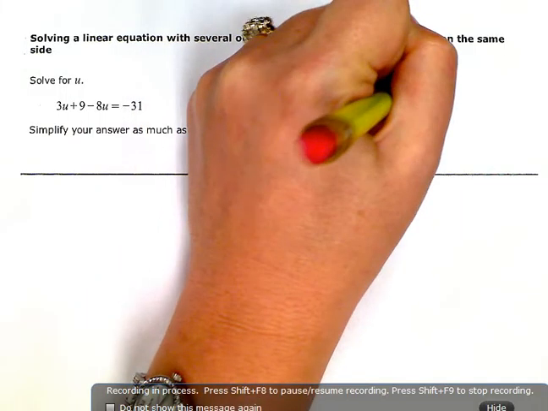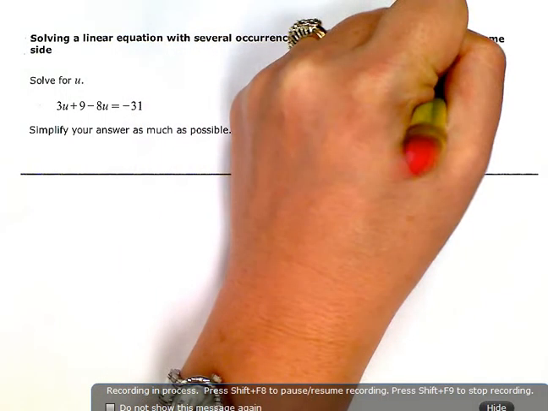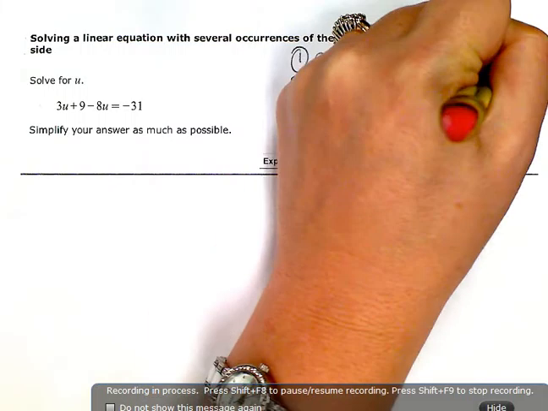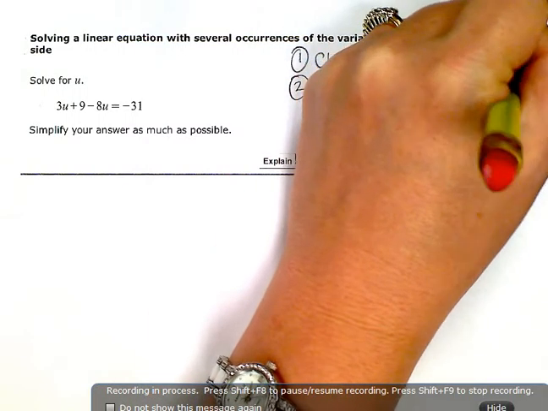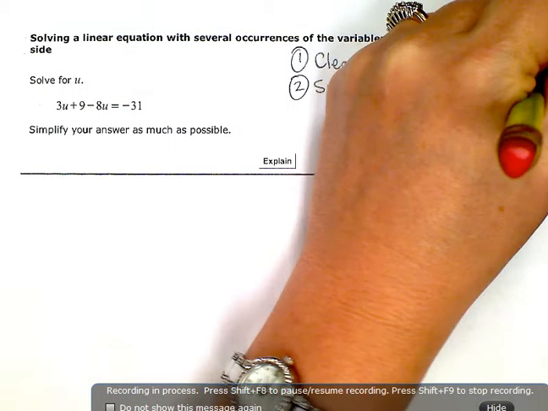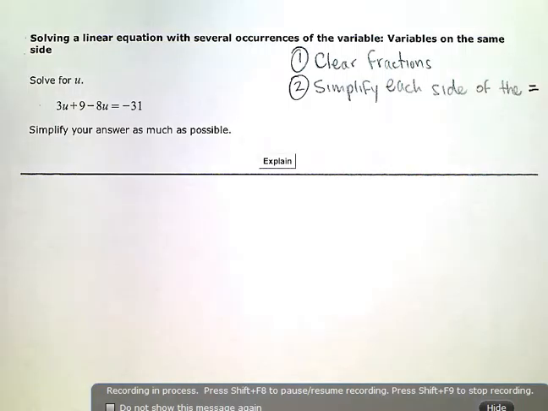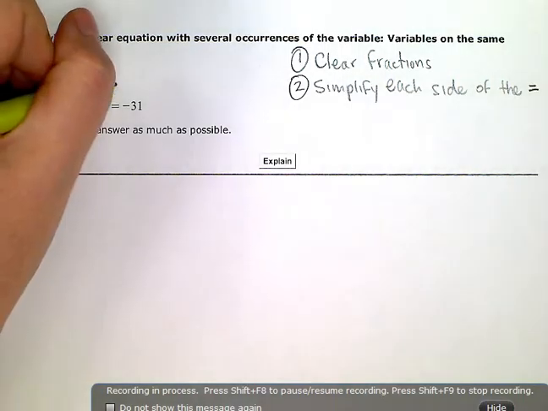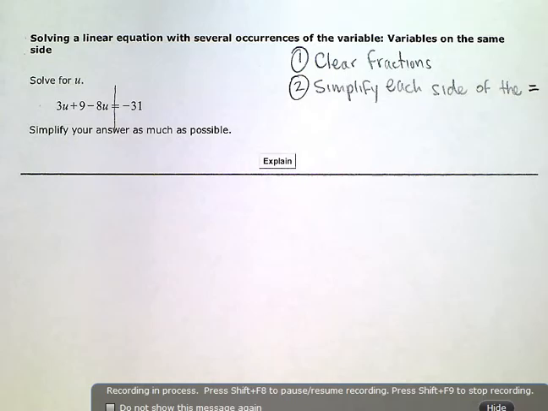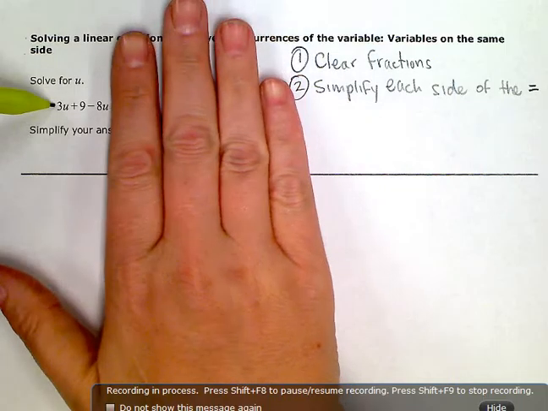each side of the equals. Simplify each side of the equals. So before I start solving, I'm going to look at each side of the equals and see, can I get rid of anything? Can I simplify anything right off the bat to make things a little easier for me later on? So I'm going to look at the left side first.